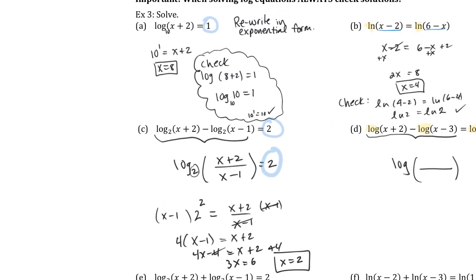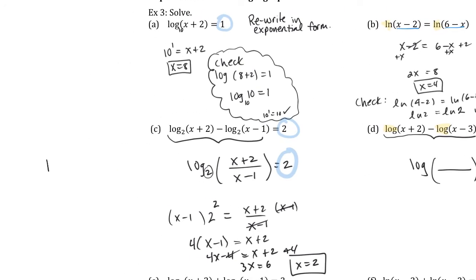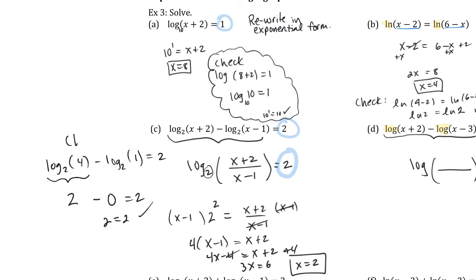And then you really want to make sure that it makes sense. So log base 2 of 2 plus 2, so that'd be 4, minus log base 2 of 2 minus 1, so that'd be 1, is equal to 2. And you can evaluate this. 2 to what power is 4? That simplifies to 2. 2 to what power is 1? That would be 0. So that one does check out.